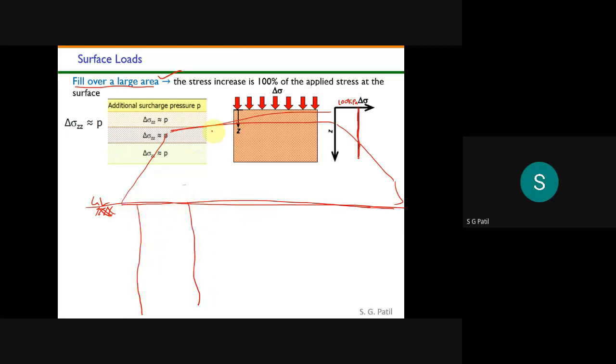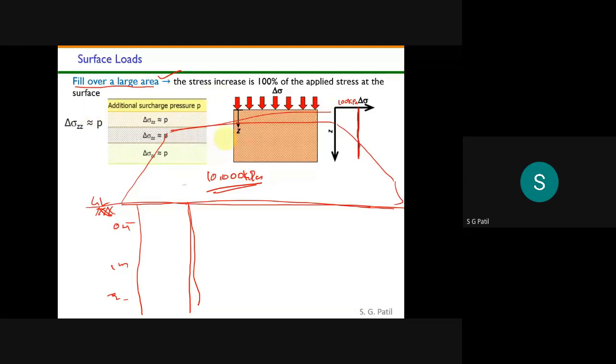Suppose the dead weight of this load is something around 10,000 kPa. If your loading is there, the same 10,000 kPa will be there along the depth, whether it's at 0 meter, 1 meter, 2 meter, or 3 meter, whatever depth you take. Same thing will be there. This holds good where the loaded area is very large.